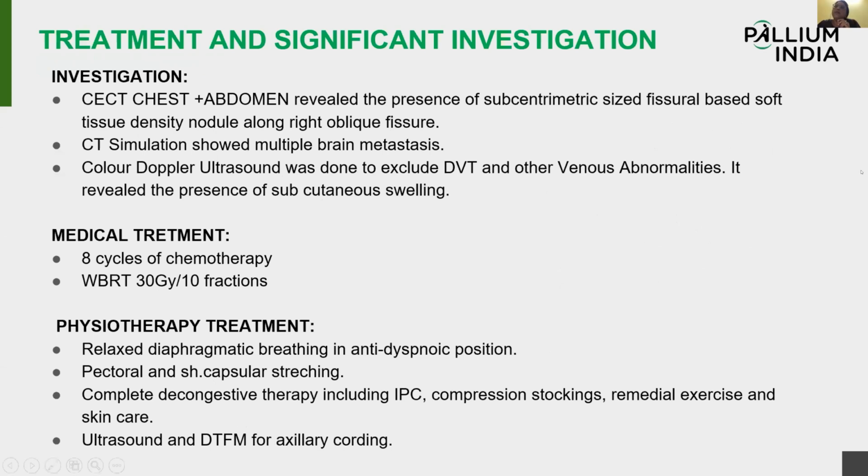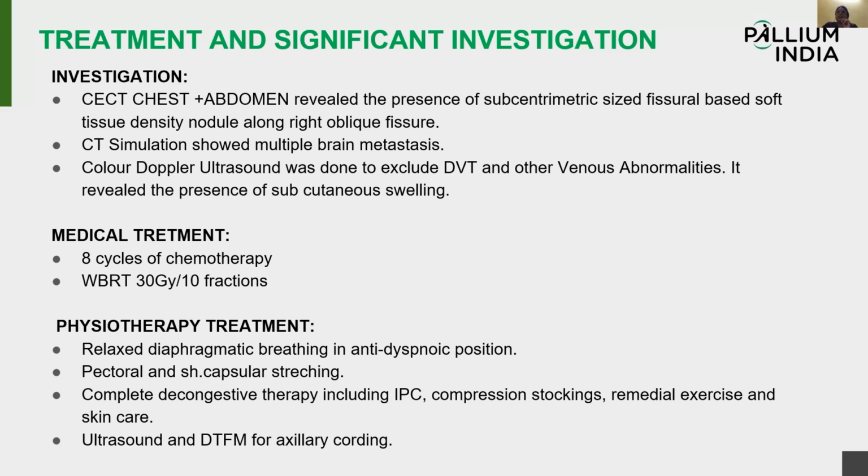Treatment investigations were done. The chest CT and abdomen CT revealed the presence of a subcentimetric sized fissure-based soft tissue density nodule along the right oblique fissure. CT simulation showed multiple brain metastases, and color Doppler ultrasound was done to exclude DVT and other venous abnormalities. It revealed the presence of subcutaneous swelling, so it confirmed a provisional diagnosis of lymphedema.